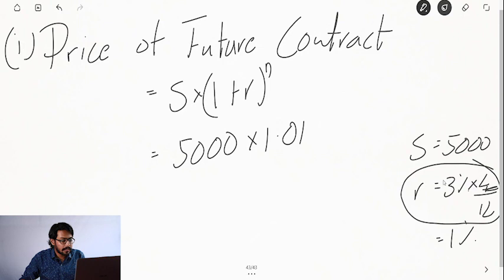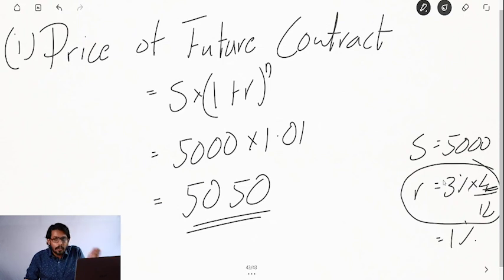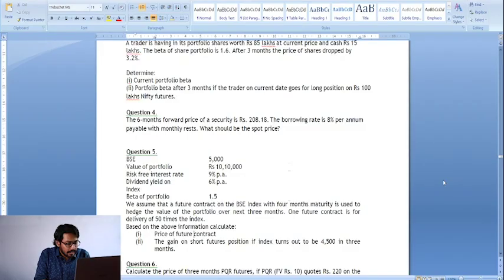5000 into 1.01 is equal to 5050. That is the price of one unit. One contract consists of 50 units. Delivery is for 50 times. Okay, you get 50 units in one contract.